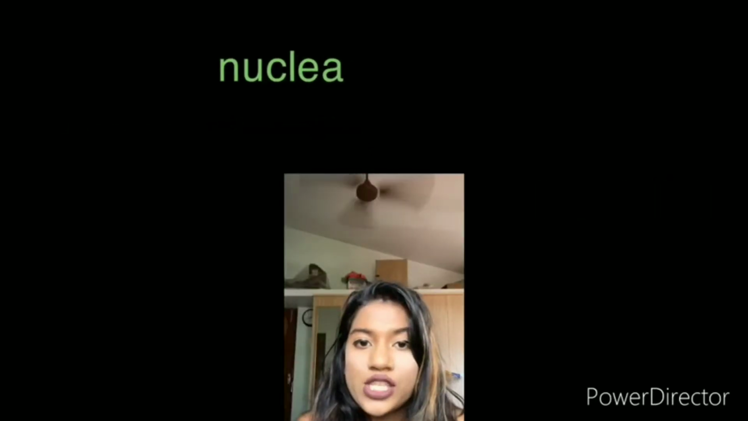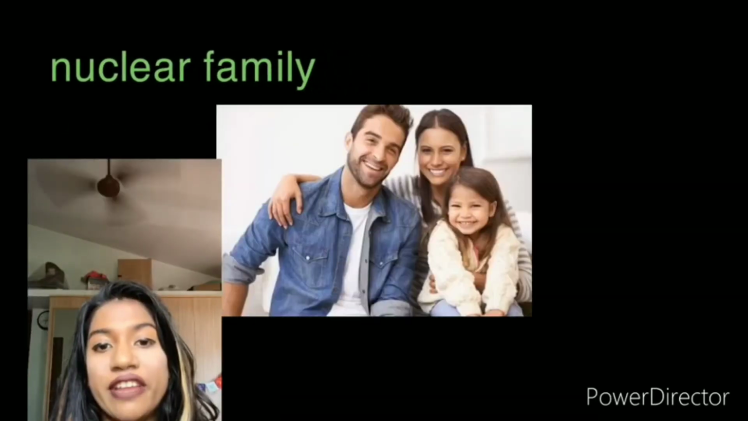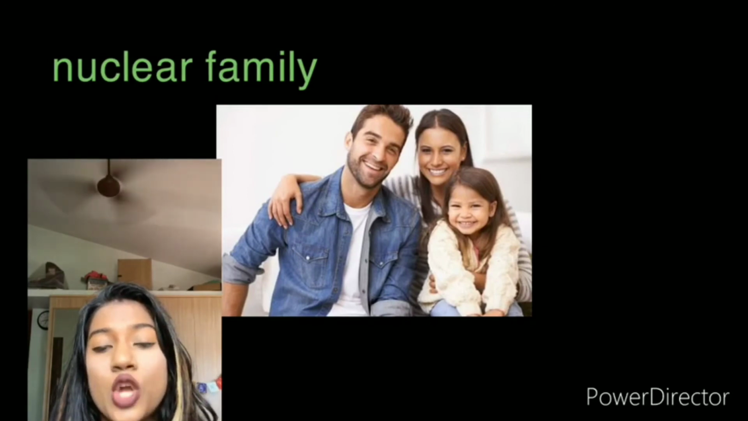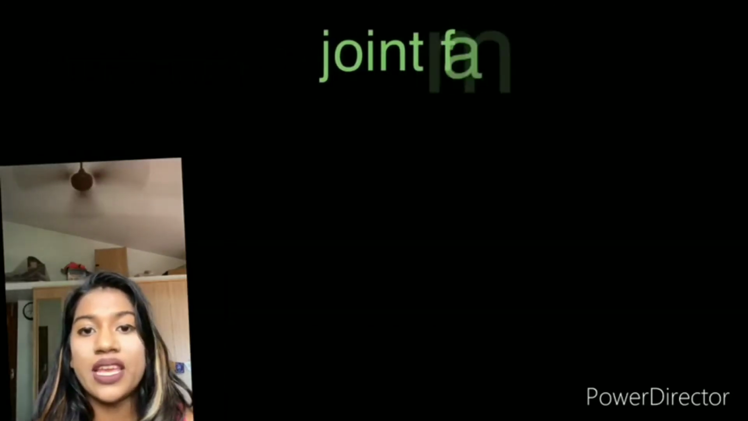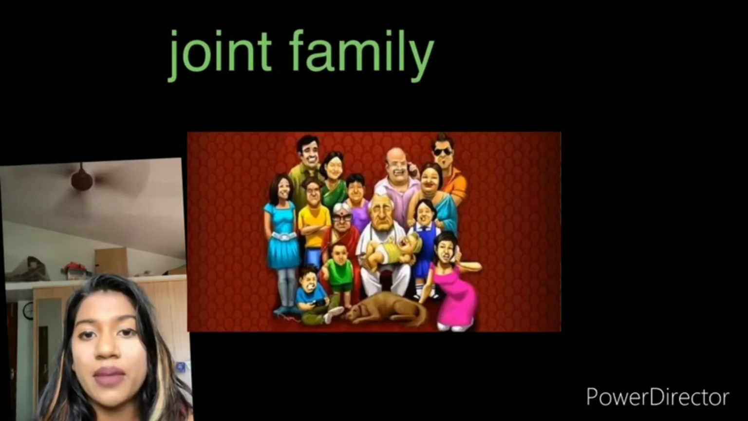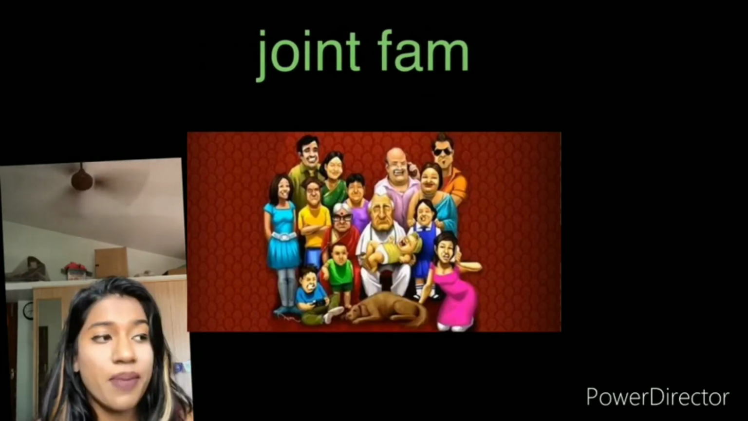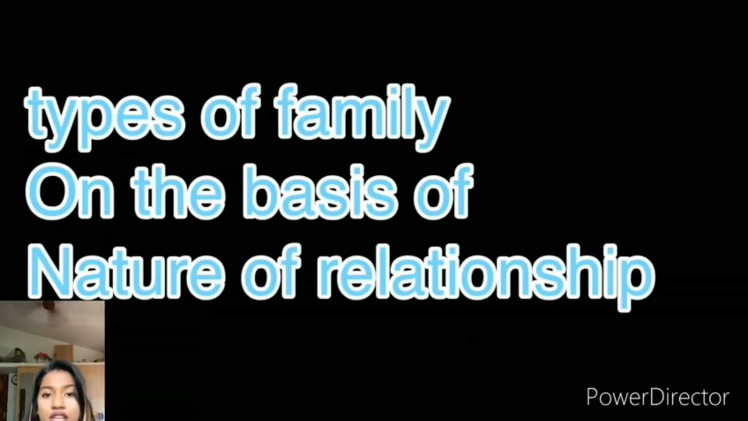Types of family on the basis of size and structure. Nuclear family consists of a married couple and their unmarried children. Joint family is the extended family, consisting of the father, mother, parents, uncles, aunts living in the same household. Let's talk about types of family on the basis of nature.